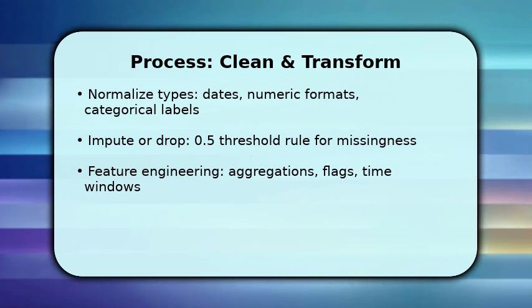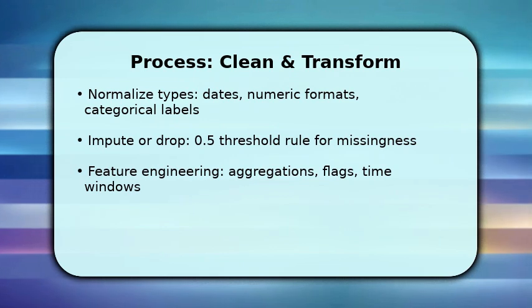Once that baseline is stable, engineer features. Create aggregates, rolling windows, and binary flags that map to your question. Make sure to track lineage so you can reproduce the pipeline and validate that each transform improves signal, not noise.